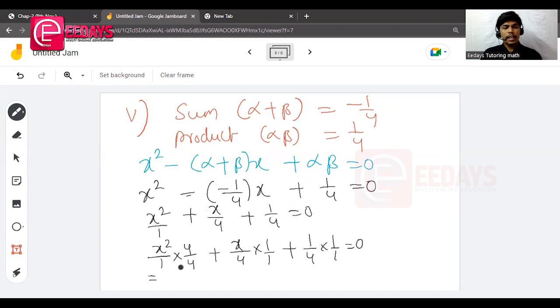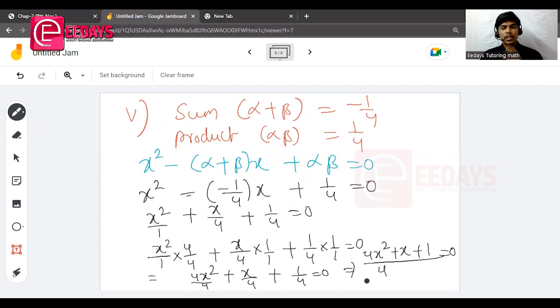So we get 4 into x square, that is 4x square, plus x into 1, that is x, all by 4, plus 1 by 4 is equal to 0. Can I write it like this? The total equation is 4x square plus x plus 1 is equal to 0. Transferring 4 to the other side, cross multiply 4 into 0, that is 0. So finally, 4x square plus x plus 1 is equal to 0 is our required answer. Not an easy task while solving, so be careful.